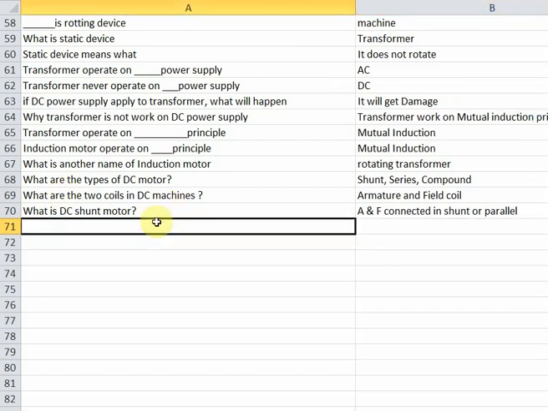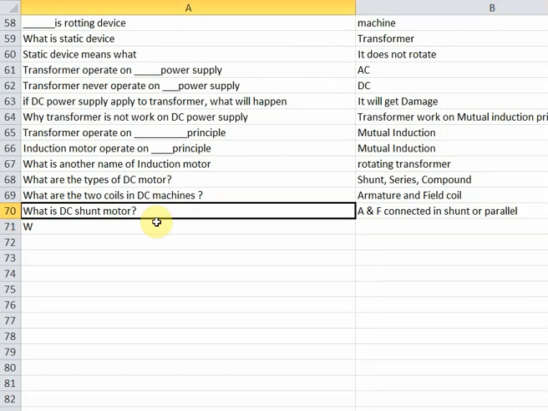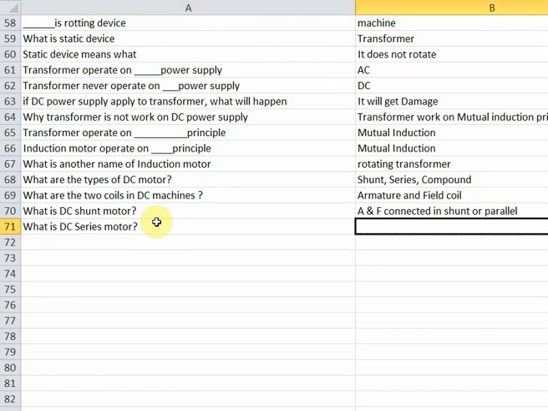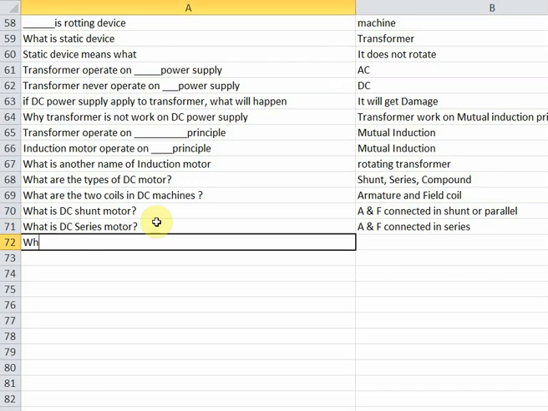So now tell me, what is a DC series motor? Armature coil and field coil connected in series. Okay, armature and field coil are connected in series connections.